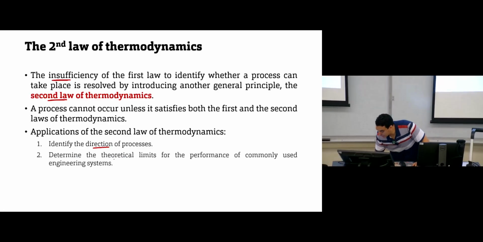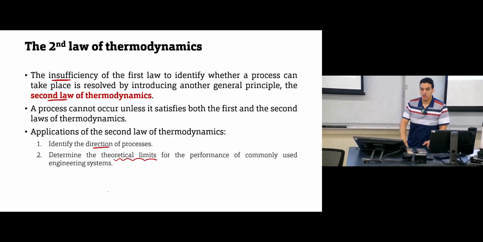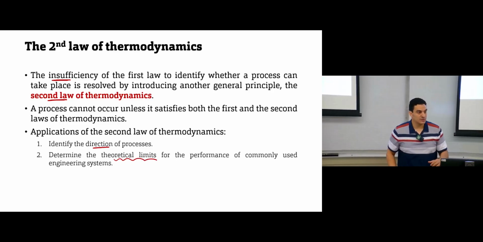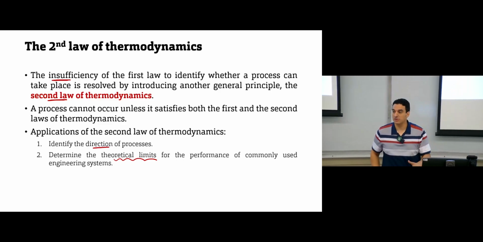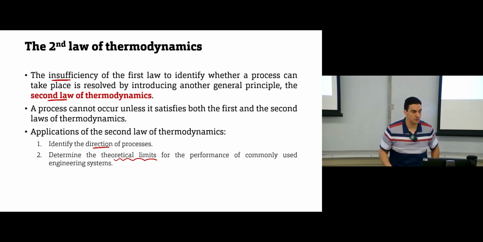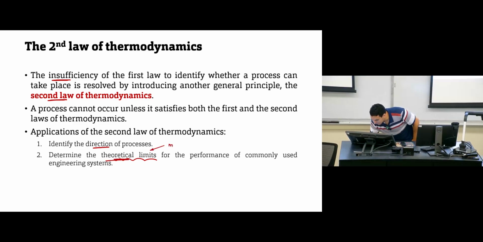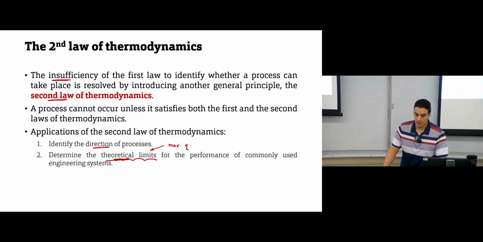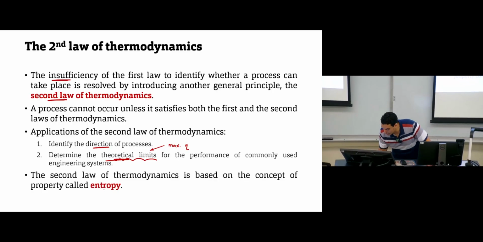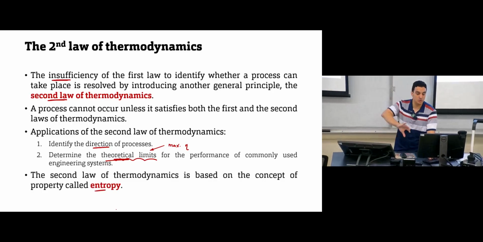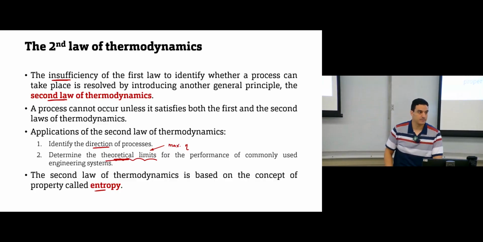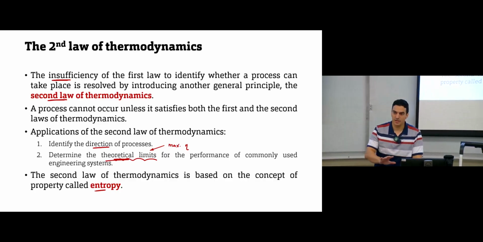Also, it determines the theoretical limit of your process. If you have any equipment and you need to assess its performance, its efficiency, the second law of thermodynamics helps you know the maximum performance you can obtain from this process. Theoretical limit means the maximum efficiency that you can have from this process. Okay, and as we said, the second law is called the entropy law because it's all based on the entropy we have. So far, clear? Any questions?